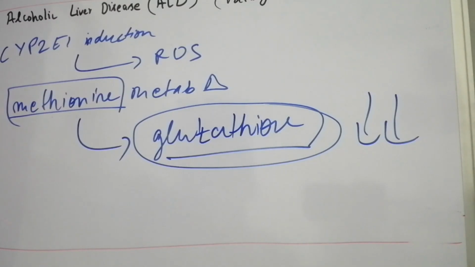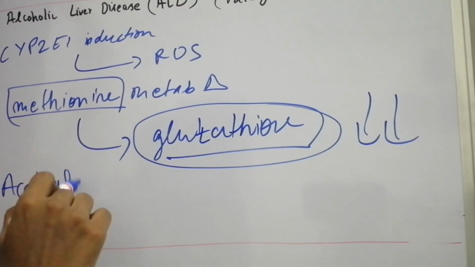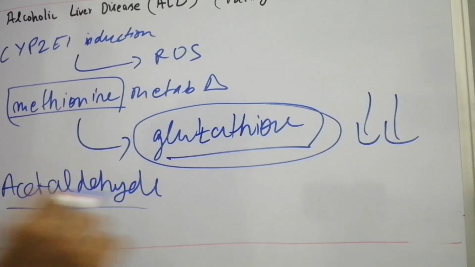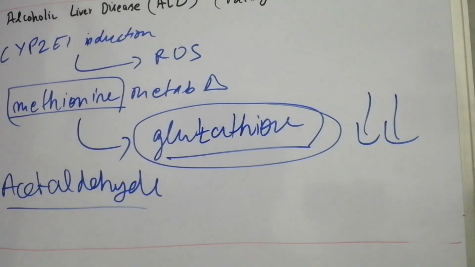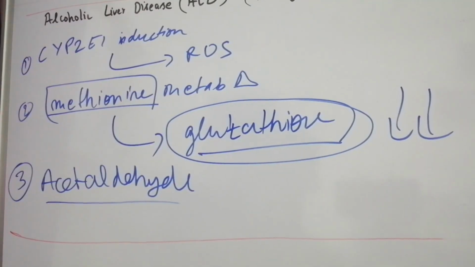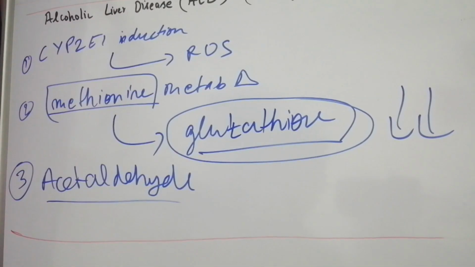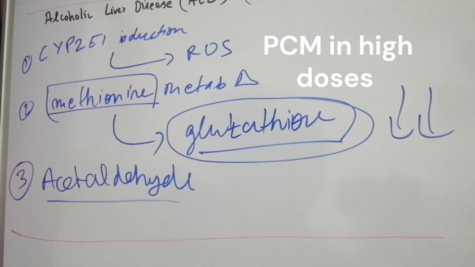Next we have your important component, acetaldehyde. Acetaldehyde itself is very toxic, it is going to induce lipid peroxidation, and it is going to disturb your cytoskeleton and membrane function, and it will also lead to production of neoantigens. Now your liver is already in this drastic condition, and when you consume hepatotoxic drugs like paracetamol or rifampicin, your hepatocyte injury will drastically increase.